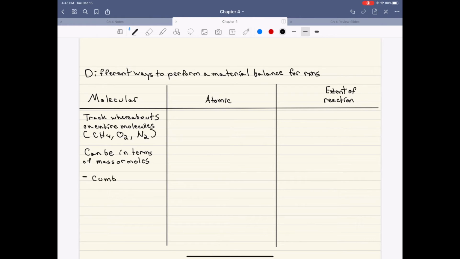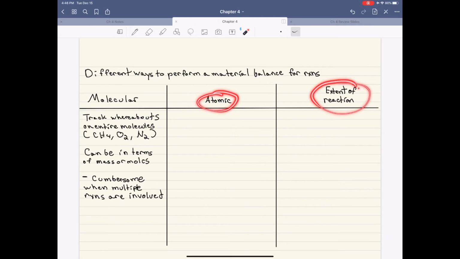But if your system starts to involve multiple reactions, it becomes more cumbersome to use these molecular material balances. So cumbersome when multiple reactions are involved. Okay? And so really, molecular material balances aren't the ideal tool for analyzing reactive systems. All right? And so what I would suggest in lieu of using a molecular material balance is either using an atomic or extent of reaction material balance. Okay? And so let's move to the second column here.